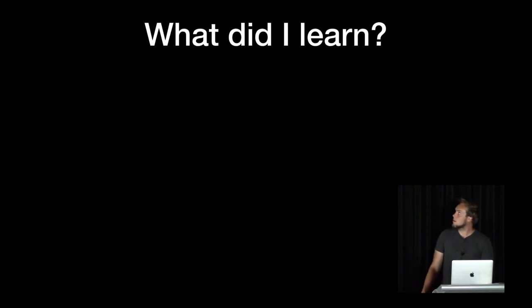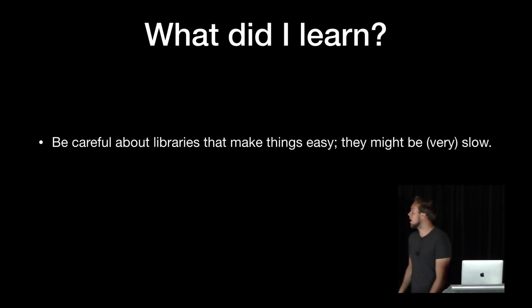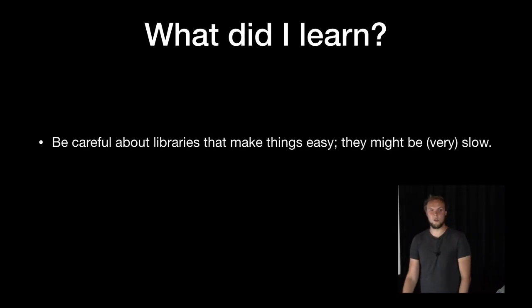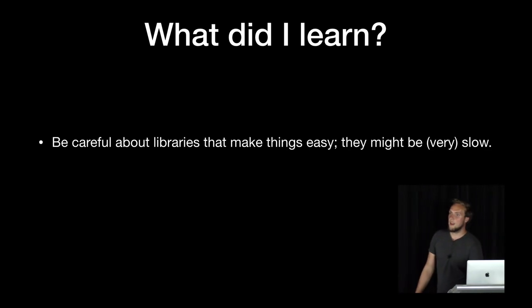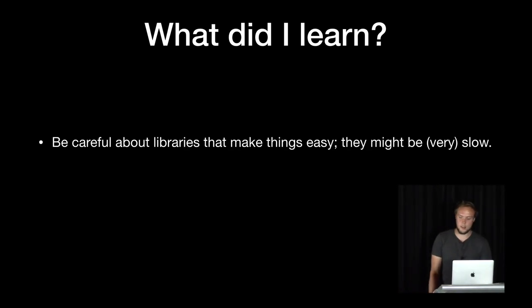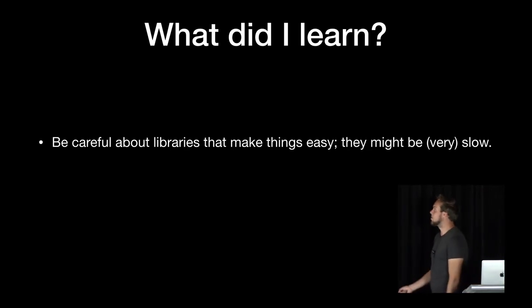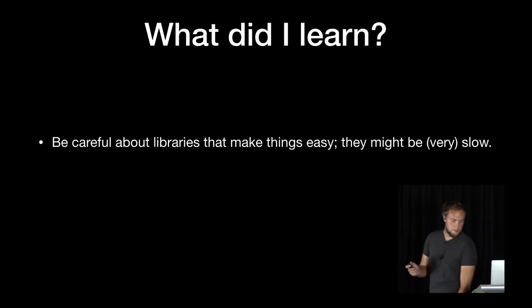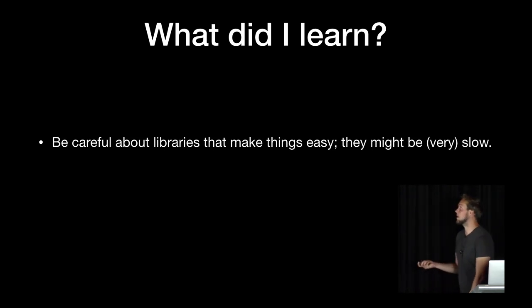So what did I learn before Swift 4 came out? First of all, be careful about libraries. They make things easy, but they could also make it really slow. You can imagine that after I refactored this, I went and took out a bunch of other libraries for convenience, like PureLayout, Auto Layout stuff I can write myself. No more libraries. I'm not sure how much faster the app got, but I'm pretty sure that didn't make it faster either. The refactor did make it faster.